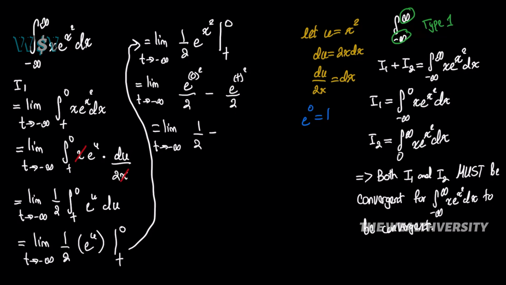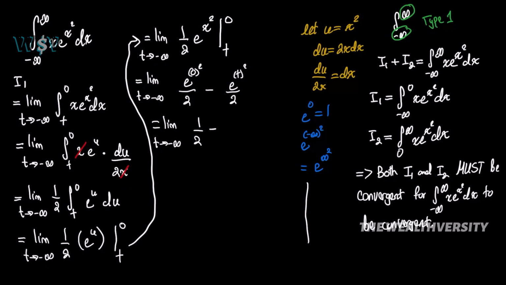Now let's draw the graph of e to the t. We see that as t approaches negative infinity, e to the t approaches 0. However, it's not just e to the t. We have e to the t squared, and that squared part makes the negative infinity into positive infinity. And as t approaches infinity, e to the t is also approaching infinity. So we have 1 over 2 minus infinity, which is just negative infinity.